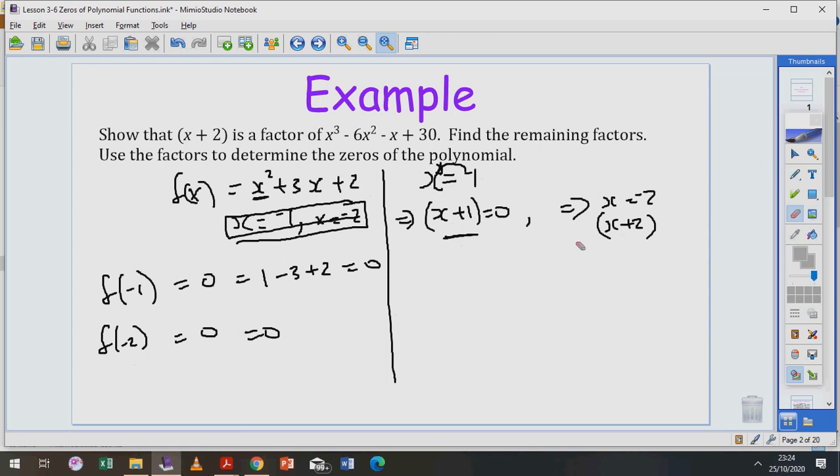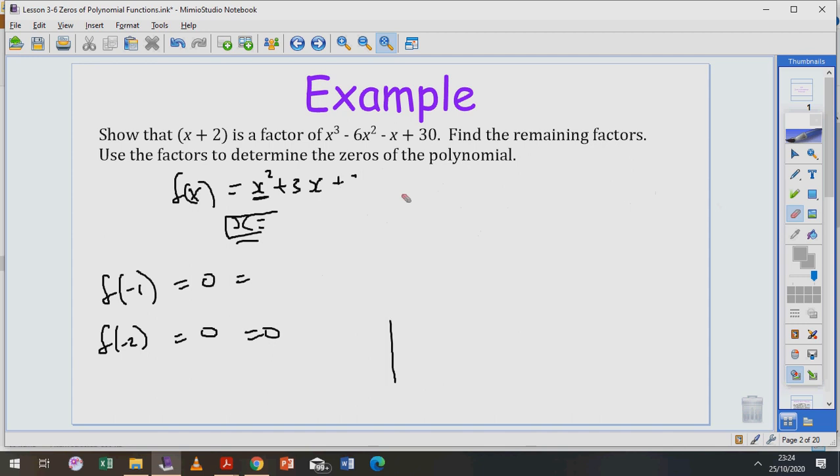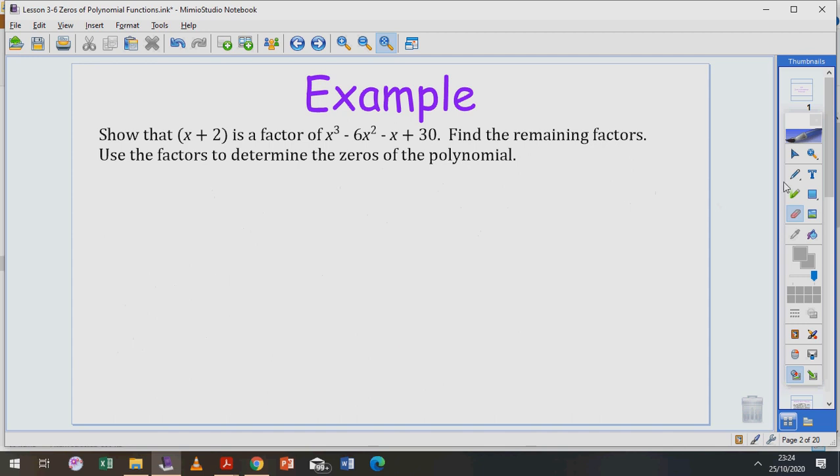How can we use this knowledge to find the other zeros or determine the other factors? In this example, if I had been told that x plus 1 is a factor, I could have used long division or synthetic division to find the other factor, which is x plus 2. That's what we're doing in this example. Sorry, this is a long review. They want us to show that x plus 2 is a factor. If x plus 2 is a factor, then when I divide this expression by x plus 2, I expect to get a remainder of 0.